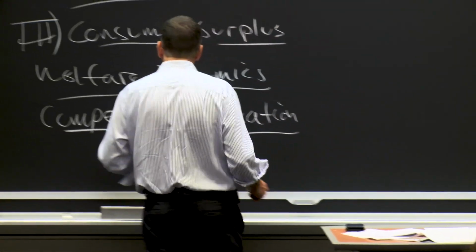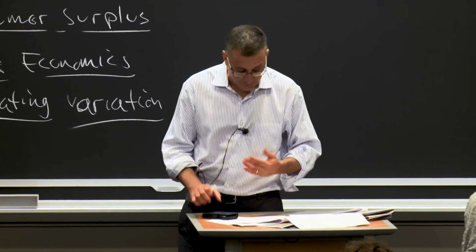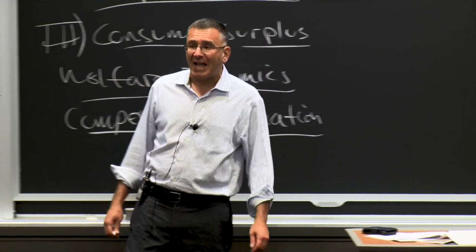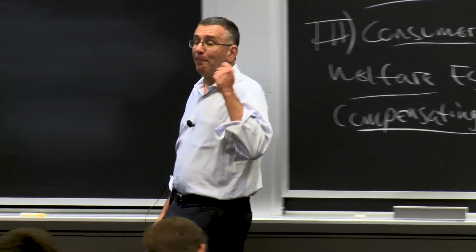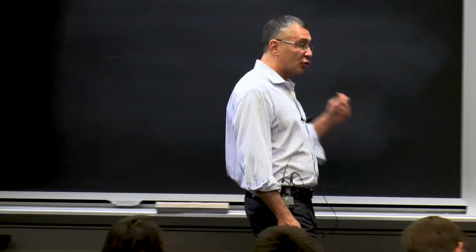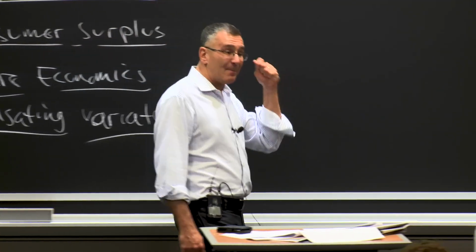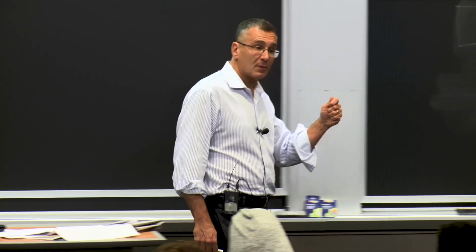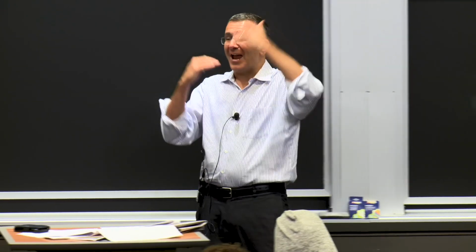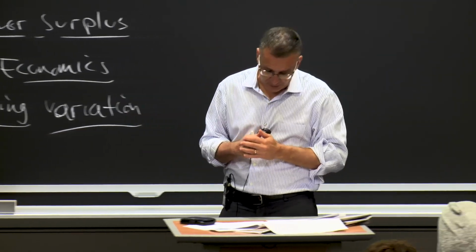And we can then define consumer surplus, which is our first measure of normative welfare economics, as the benefit that a consumer gets from consuming a good above and beyond the price of that good. The benefit that a consumer gets from consuming a good above and beyond what they paid for that good. That's consumer surplus. Surplus means extra, right? So it's your extra. It's how much more you get than what you actually had to pay to get the good in the first place.